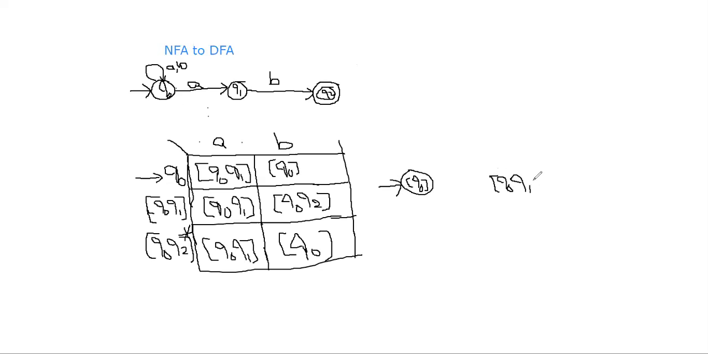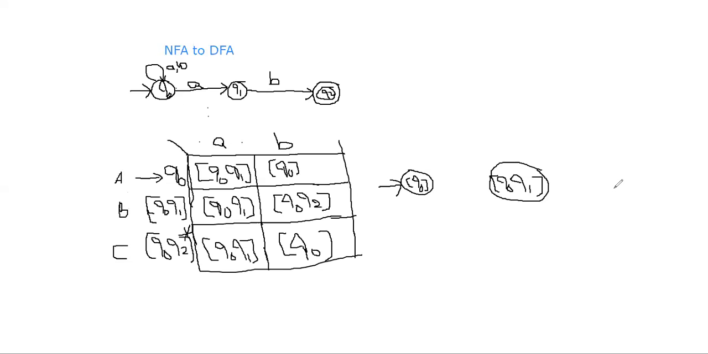Or you can rename Q0 as A, Q1, Q2 as B, as you wish. Either you directly take this, or you can rename it as capital A, capital B. Now you can rename it as capital C and take A, B, C here. As you wish, you can construct it any way.